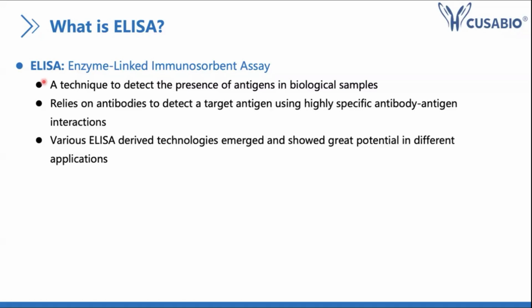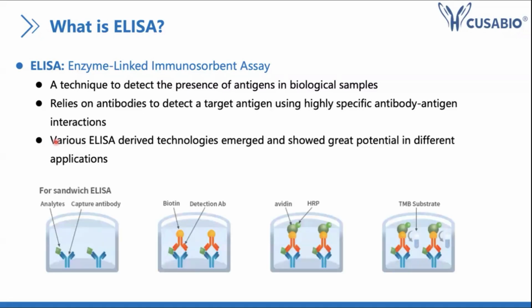This technique has been developed for many years, and there are now countless variations of the test that people can use. There are also various ELISA-derived technologies that emerged, and they showed great potential in different applications. For example, here is a derived technology from the sandwich ELISA, which is based on the high-affinity biotin system. Because of the high affinity in the system, people have applied it to many protein and nucleic acid detections, and also purification methods.